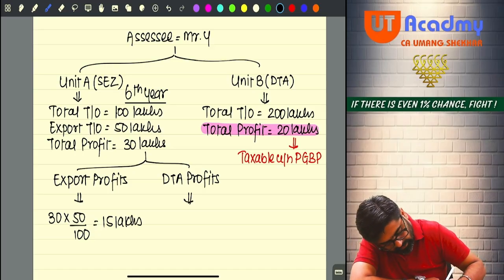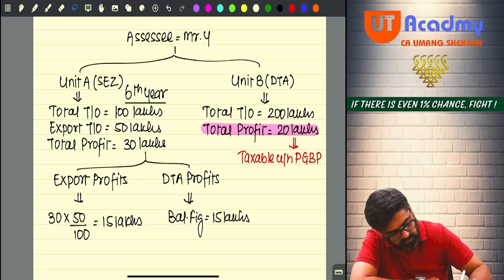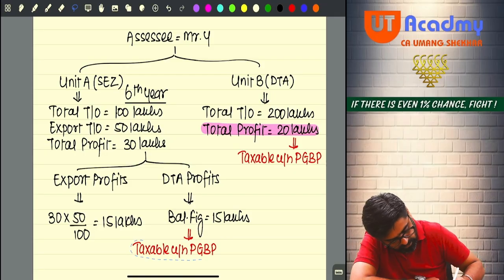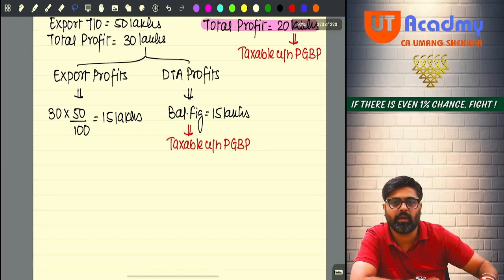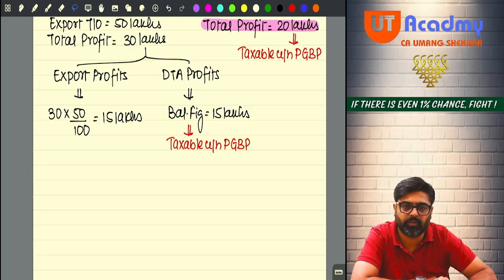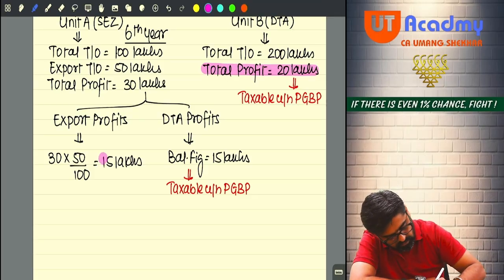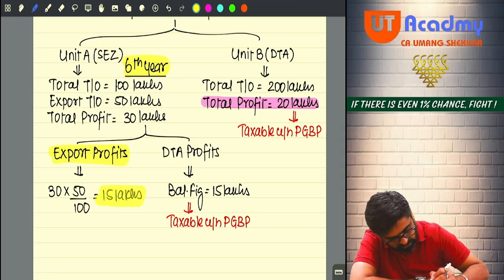Okay. And DTA profits will be balancing figure. Balancing figure 15 lakhs. Yes or no? Without any doubt, this 15 lakhs will be taxable under the head PGBP. There is no doubt about it. Yes or no, sir? Because that is DTA profits. Now let us talk about this export profit. Export profit is 15 lakhs. Don't you think that this 15 lakhs export profits are export profits for which year? 6th year, no? So for the 6th year, these are my export profits, 15 lakhs.